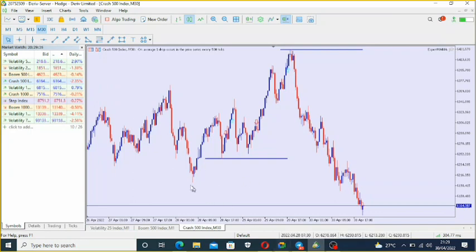All right, now let me go through this. As you can see, somebody asked about the right time frame to use for trading this.